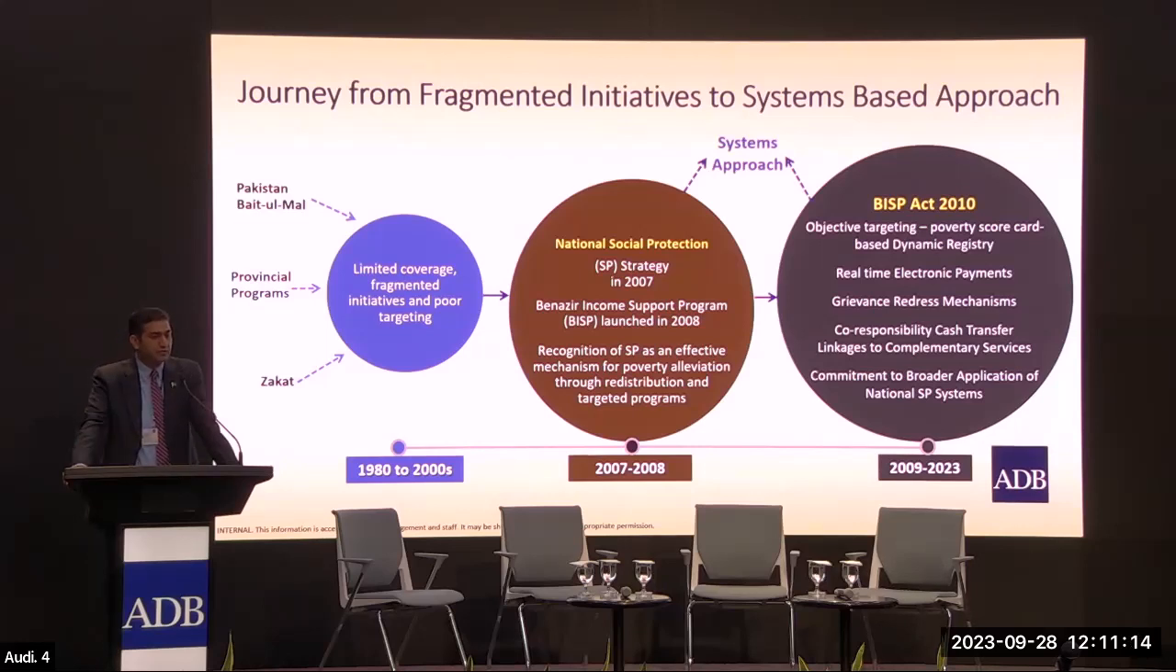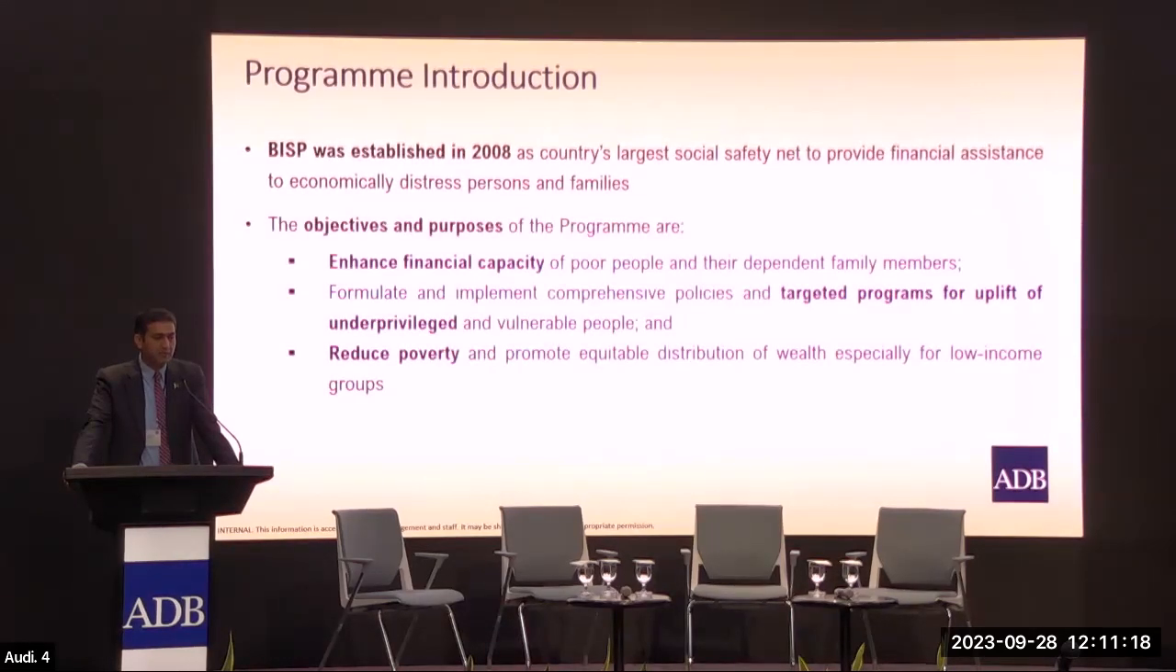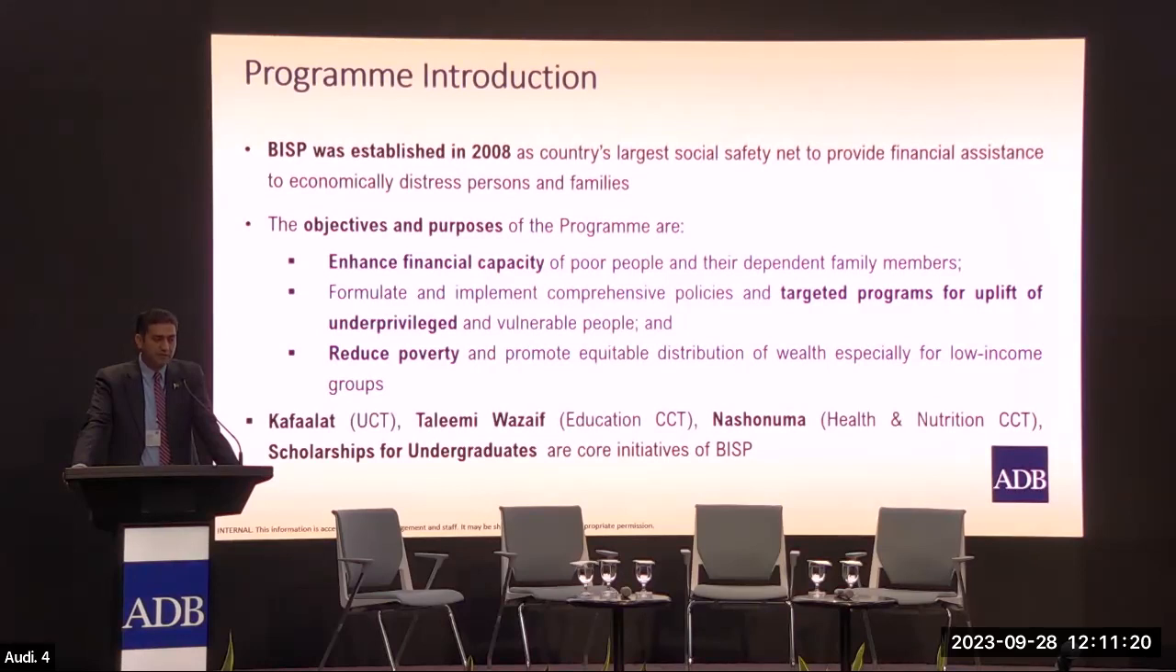So Benazir Income Support Program was actually established back in 2008 with the objective to enhance financial capacity of poor people, formulate and implement comprehensive policies of targeted programs to uplift underprivileged and vulnerable people and reduce poverty. So we have 3 core programs.